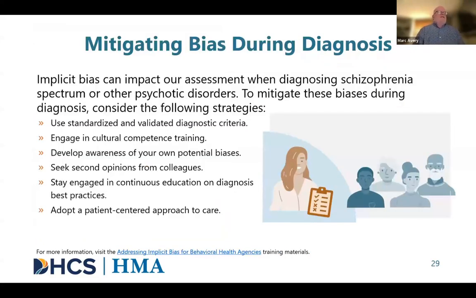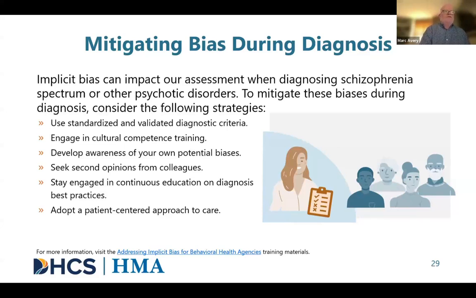With our next slide, let's return to the concept of mitigating bias during our diagnosis. In a few of our other trainings on mitigating bias and trauma-informed care, we've talked about how bias can influence our ability to make an assessment. Implicit bias can impact our assessment when diagnosing schizophrenia spectrum or other psychotic disorders as well. There's a bunch of ways that we can work in order to reduce the likelihood or impact of these biases. And these are listed here on this slide.